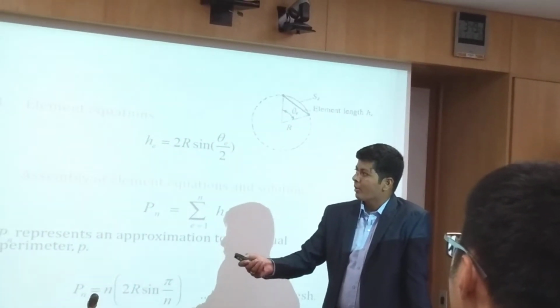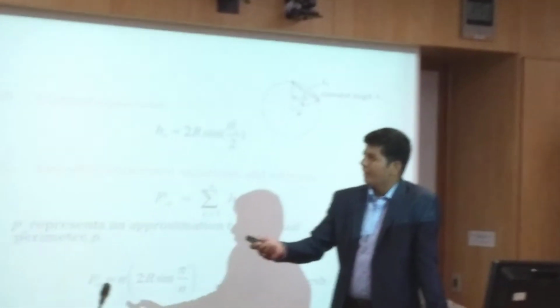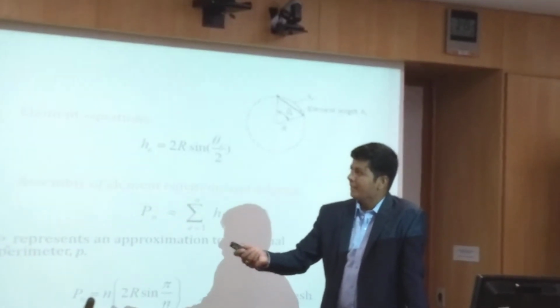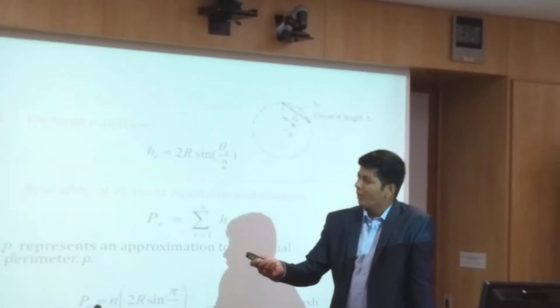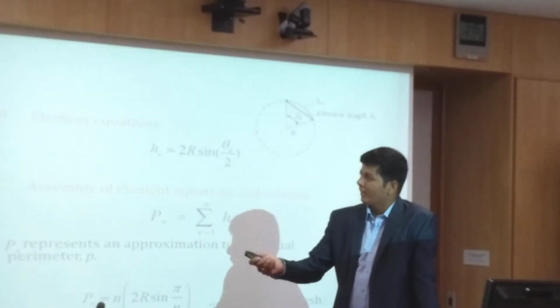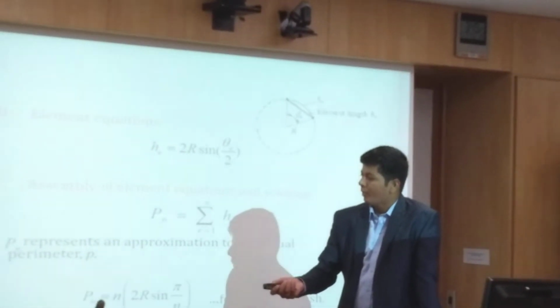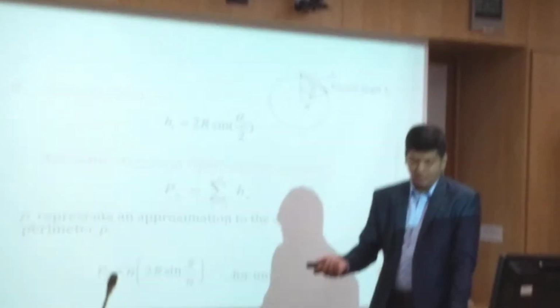Here I can draw the perpendicular. So it will come as 2r times sine of theta e by 2, because that is the element length he. The actual length is se, so he minus se is my error over here. If it is uniform, I can add all the element sizes. If it is a uniform mesh of n elements, each takes 2r sine pi by n, and we sum over all elements.